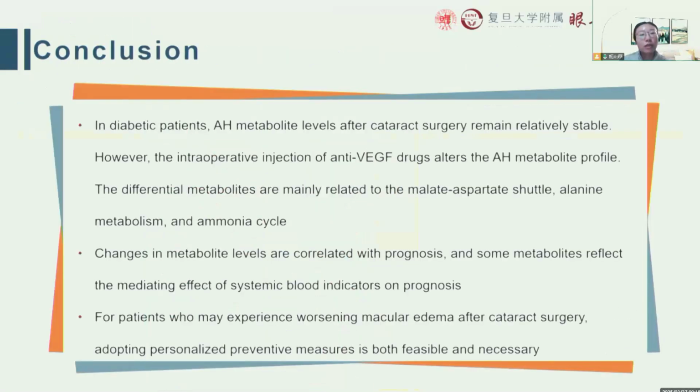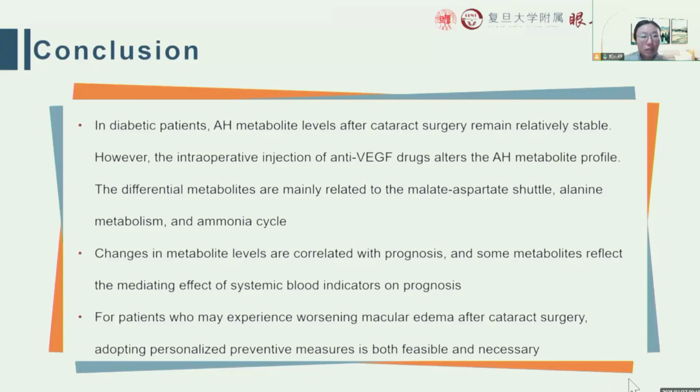In conclusion, we found that in diabetic patients, aqueous humor metabolite levels after cataract surgery remain relatively stable. However, the intraoperative injection of anti-VEGF drugs during surgery can alter the aqueous humor metabolite profile, and differential metabolites are mainly related to these 3 pathways.